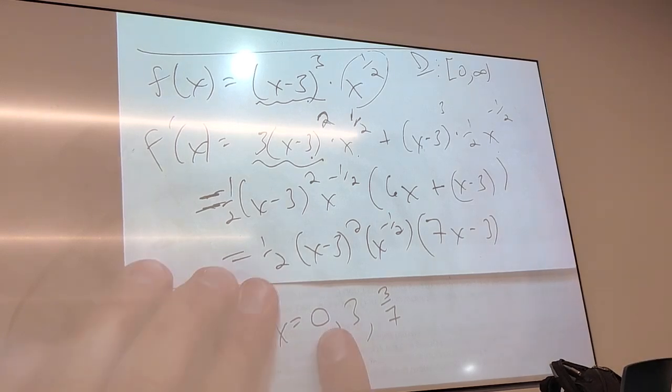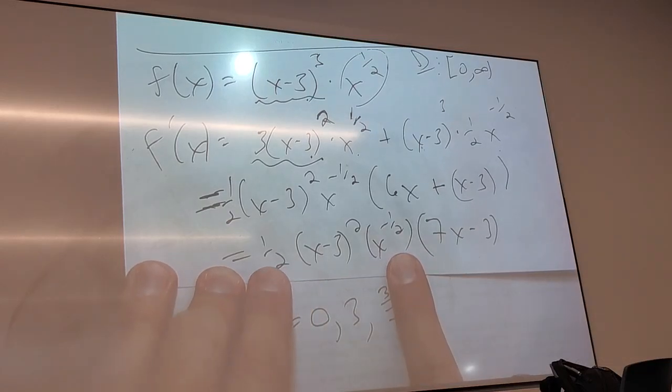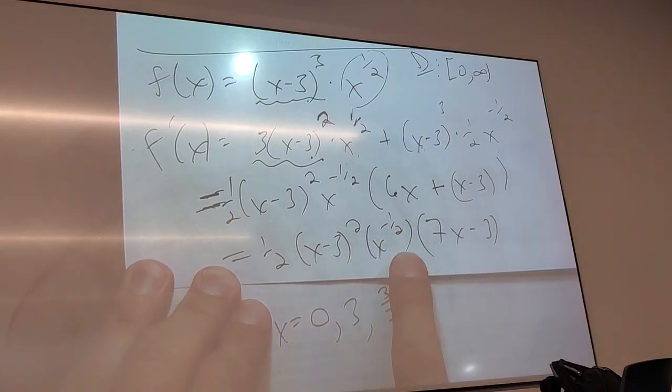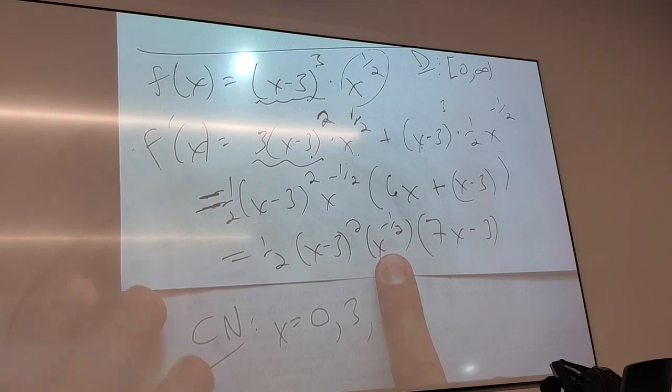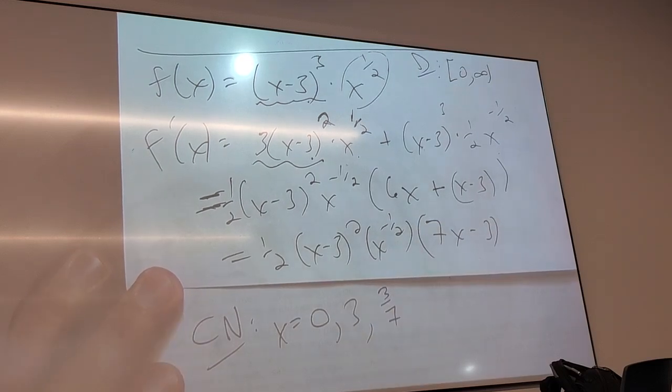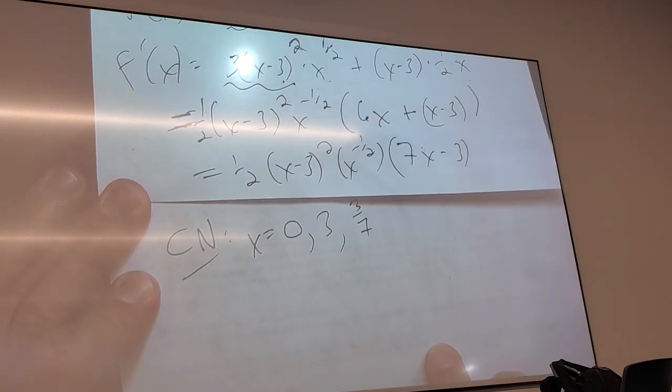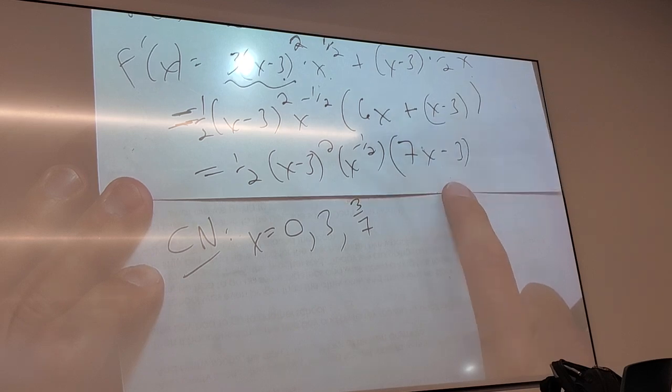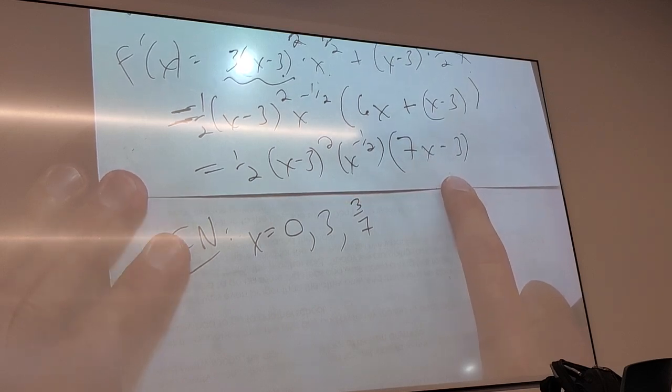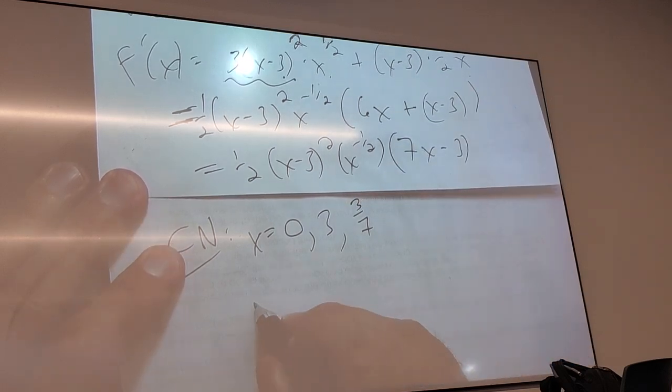So is 0 a critical number because it makes it 0? Sort of. What's more important is 0 makes this undefined. Okay. Does anyone remember, once we get the critical numbers, we did something visual? Yeah, we made the sign diagram.